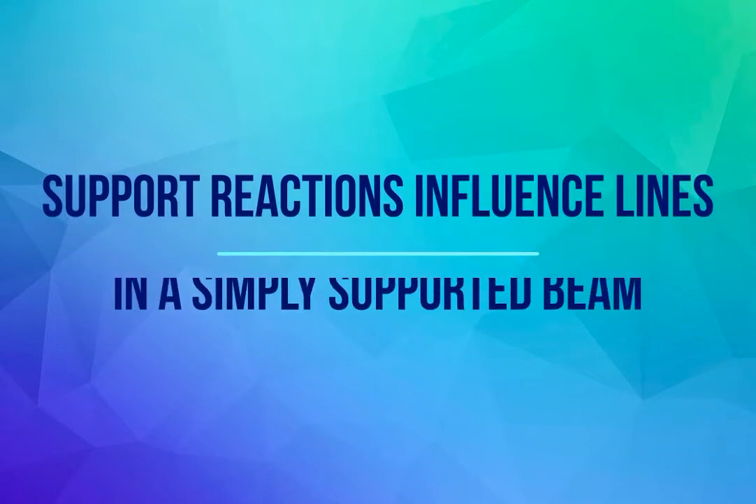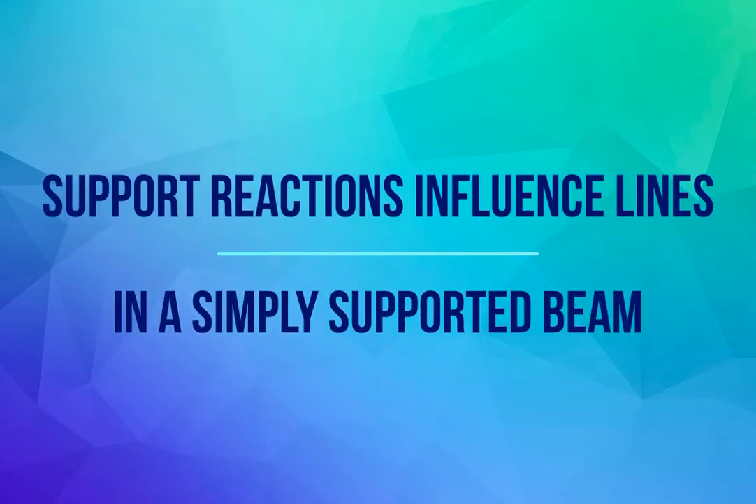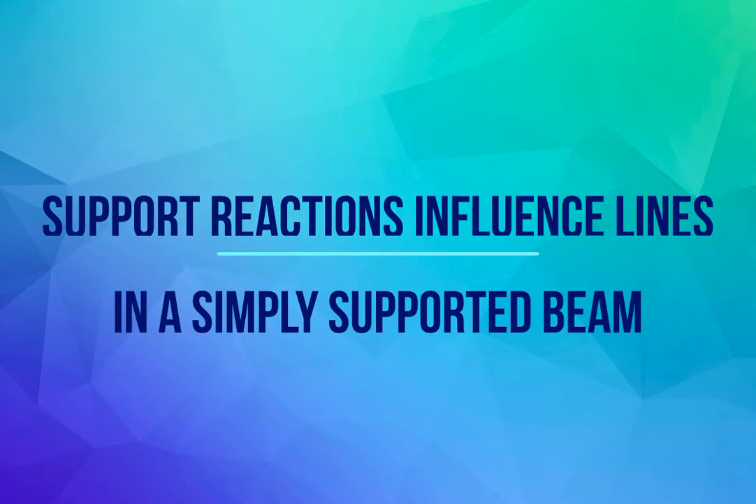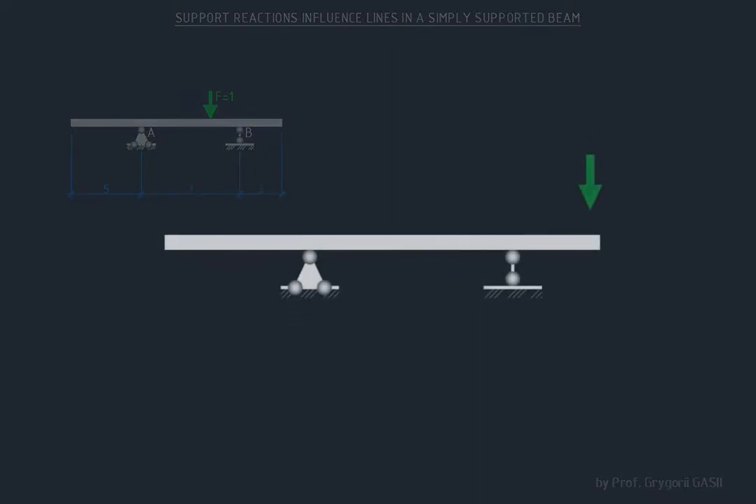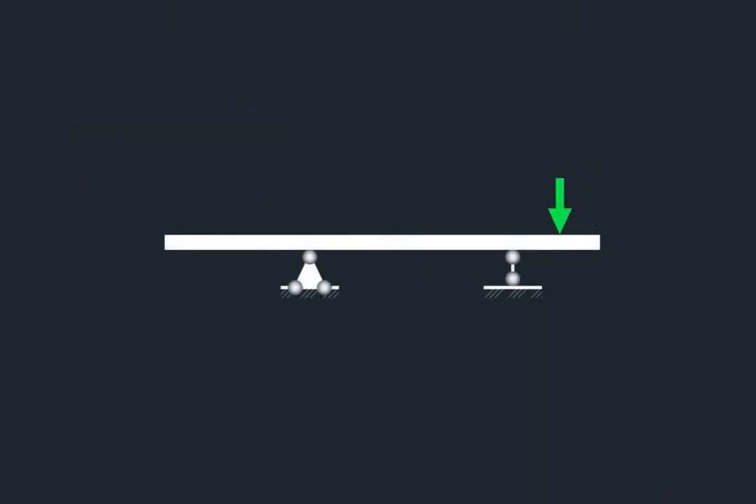Support reactions influence lines in a simply supported beam. Let's look at an example. There is a simply supported beam. The beam has two cantilevers. A moving load of magnitude 1 unit affects the beam. That load moves from one point to another across the simply supported beam.